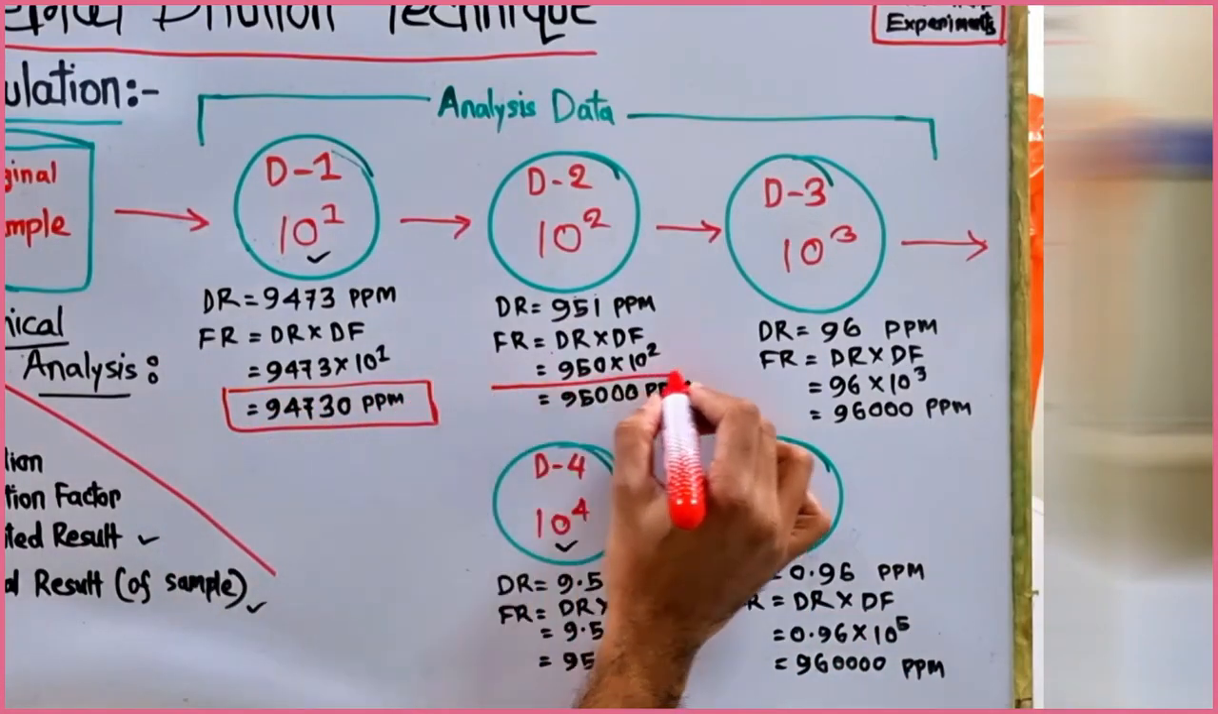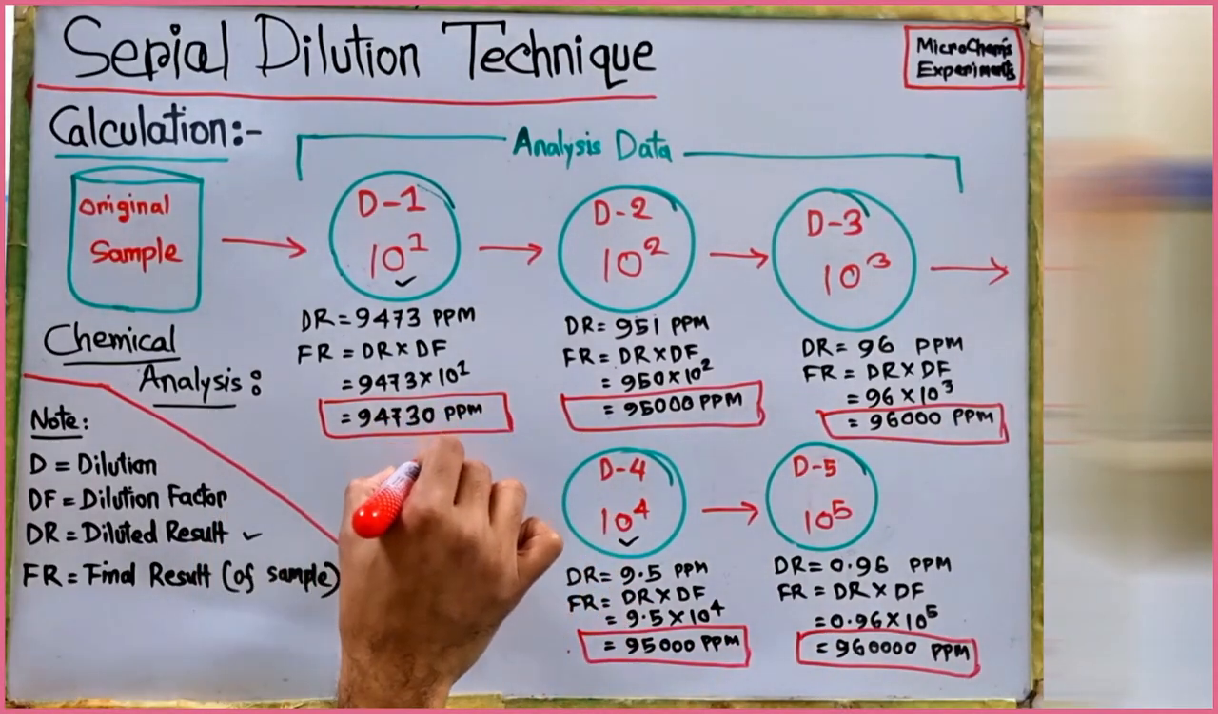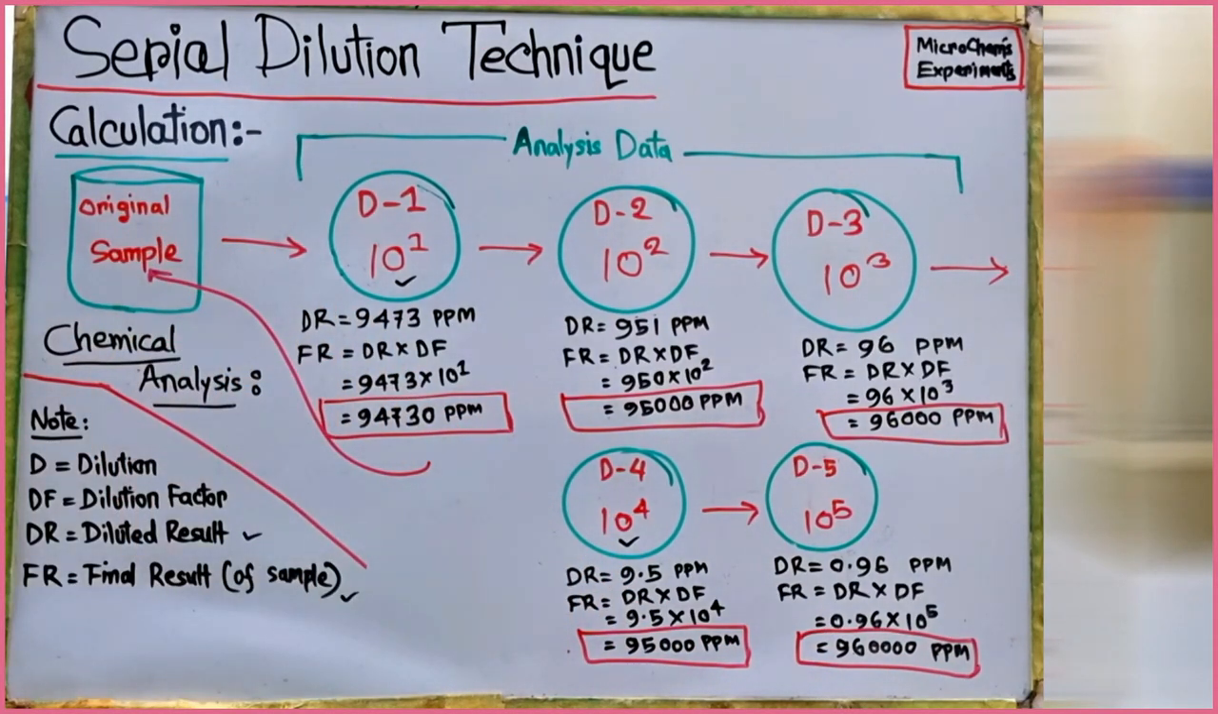So these are all the final results of our tested original sample derived from different dilution. That's all for today about the serial dilution technique and its calculation.